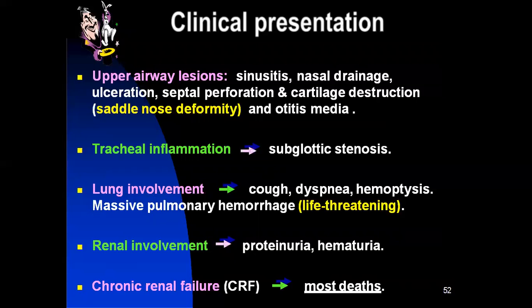Otitis media is also a finding. Tracheal inflammation and subglottic stenosis may be seen. Lung involvement may be associated with cough, dyspnea, hemoptysis, and massive pulmonary hemorrhage, which is life-threatening. It's because it will impair the respiratory exchange, leading to collapse of the respiratory system. Proteinuria and hematuria if the kidney is involved; chronic renal failure and end-stage renal failure might be seen.